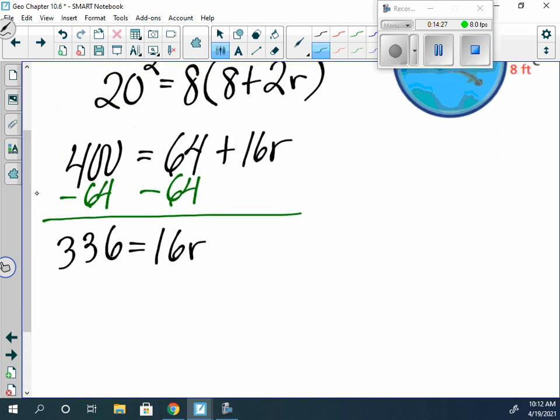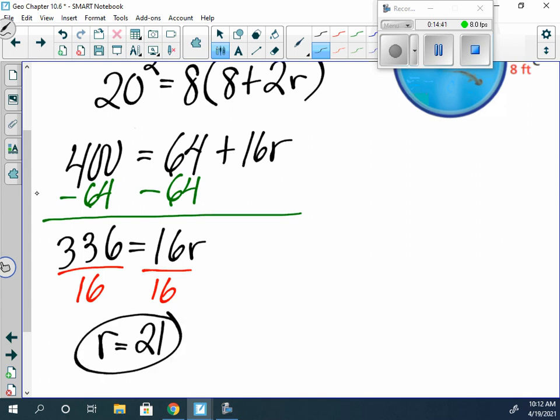But are there any questions on how we got to this point here? Okay. Well, we would divide both sides by 16. 21. So the radius for this here is 21. And that's it. Any questions on any of this here? Any questions on anything we've done so far? Are we good with these here?